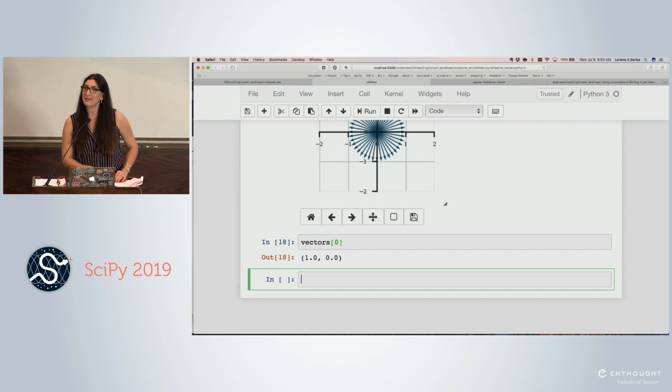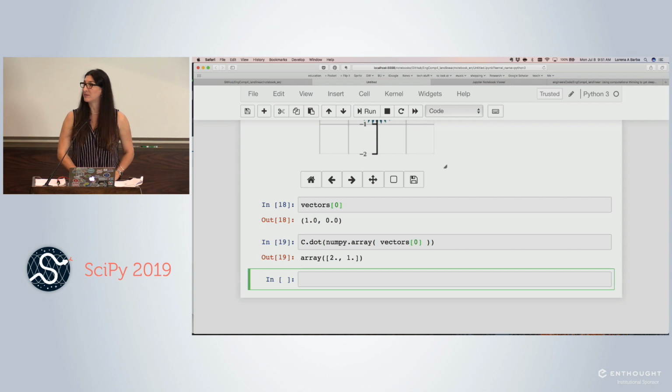If we want to see the effect of the matrix C on all these vectors, well, if I want to see the effect on the unit vector, I could do C dot with, well, I think I need a NumPy array to do this multiplication here. So let's turn into a NumPy array vectors 0, which is the unit vector, and out comes the transformed version of that vector. There are different ways of doing this.